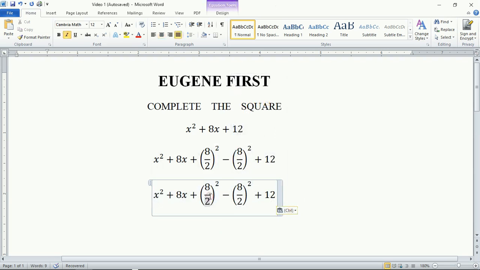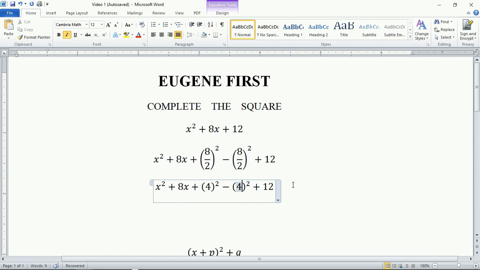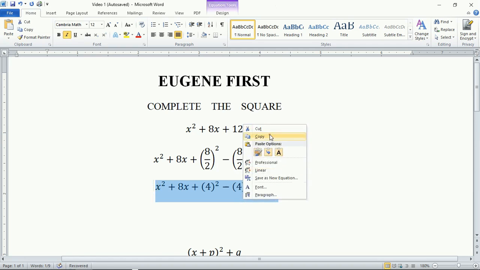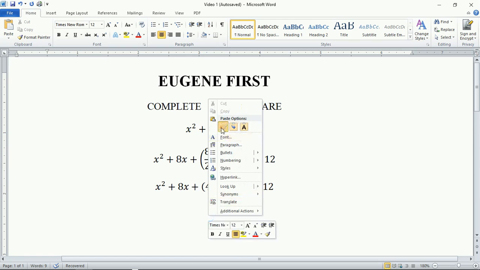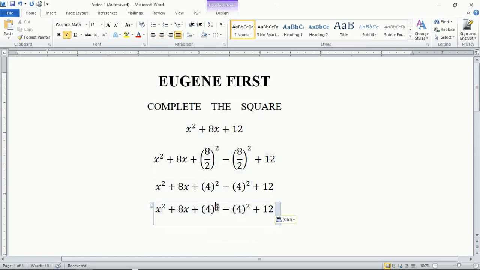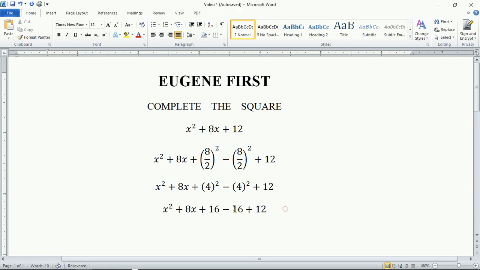Okay, so this is no longer a fraction. I can put in 4 there, because 8 divided by 2 is 4. That will be very well. And then in the next line, I will now remove the 4 and instead of this I will now put 16, because 4 times 4 is 16. Alright, so now this is a perfect square.